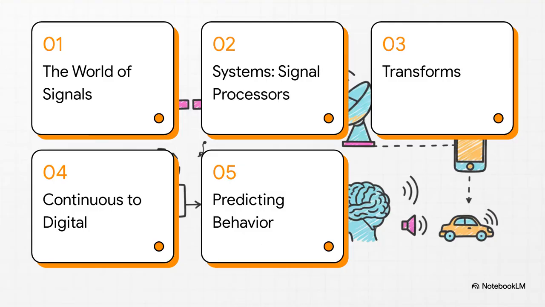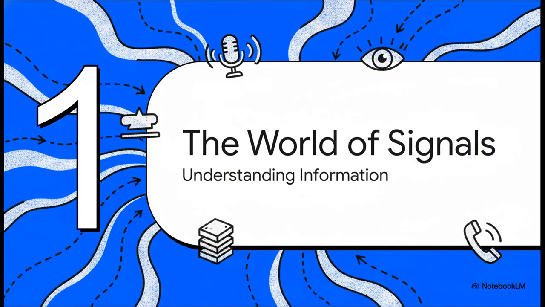So here's our game plan. We're going to break this whole thing down into 5 key parts. We'll start with the signals themselves, then we'll look at the systems that process them. After that, we'll dive into some powerful mathematical tools that make complex problems surprisingly simple, see how the real world gets turned into digital data, and finally, learn how engineers can basically predict the future behavior of any system. All right, first up, let's jump into the world of signals.